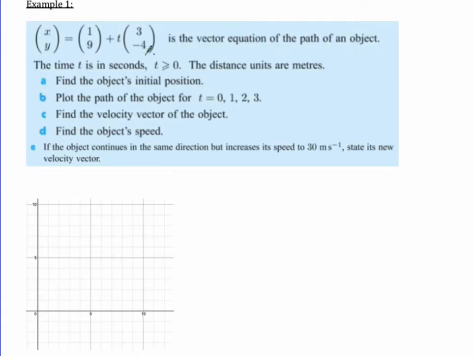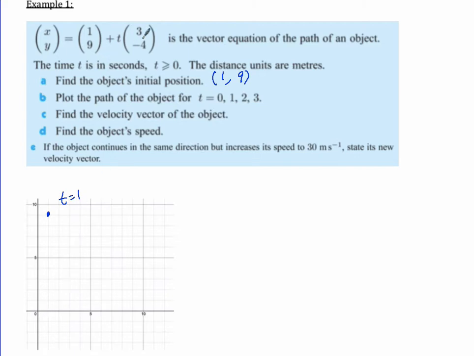So for example, this is the vector equation of the path of an object, with time in seconds and distance in meters. Find the initial position, so that's when t equals 0. So if you substitute in t equals 0, you just get the initial position is (1, 9), if you want to write it as coordinates, or (1, 9) as a column vector, same thing. Plot the path of the object for t equals 0, 1, 2, 3. So the initial position is (1, 9). We can plot that here.